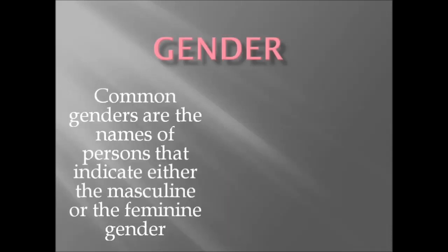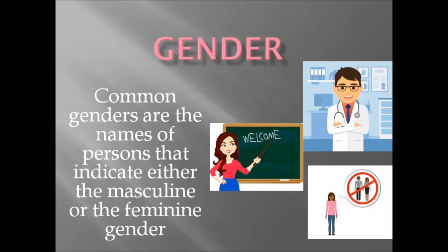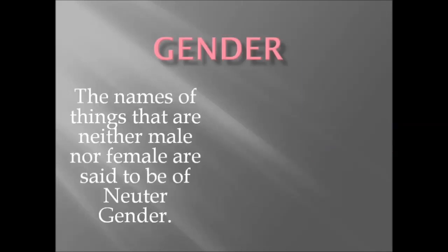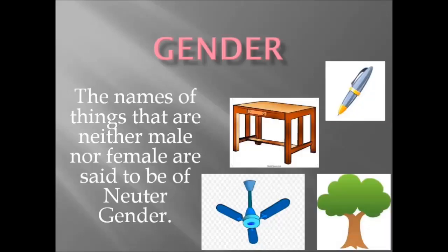Common genders are the names of persons that indicate either the masculine or the feminine gender. They are also used for both. For example, doctor, teacher, orphan, child, etc. And lastly, neuter gender. The names of things that are neither male nor female are said to be of neuter gender. For example, pen, table, tree, fan, etc.